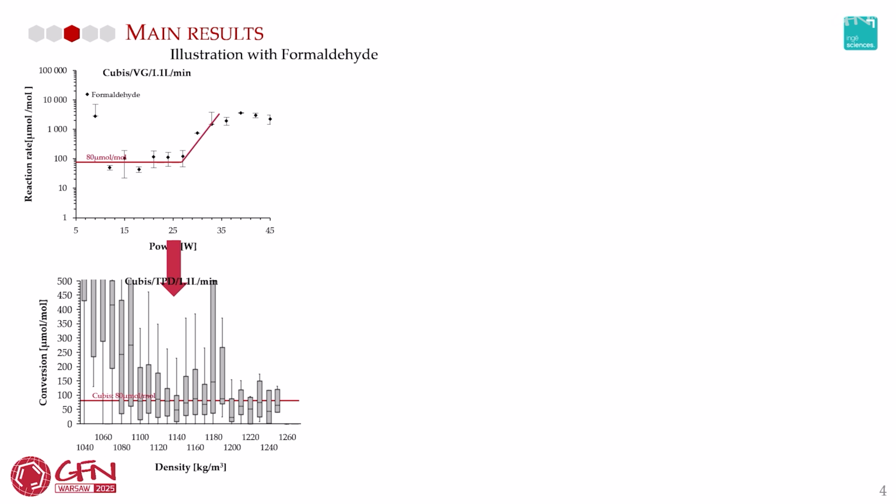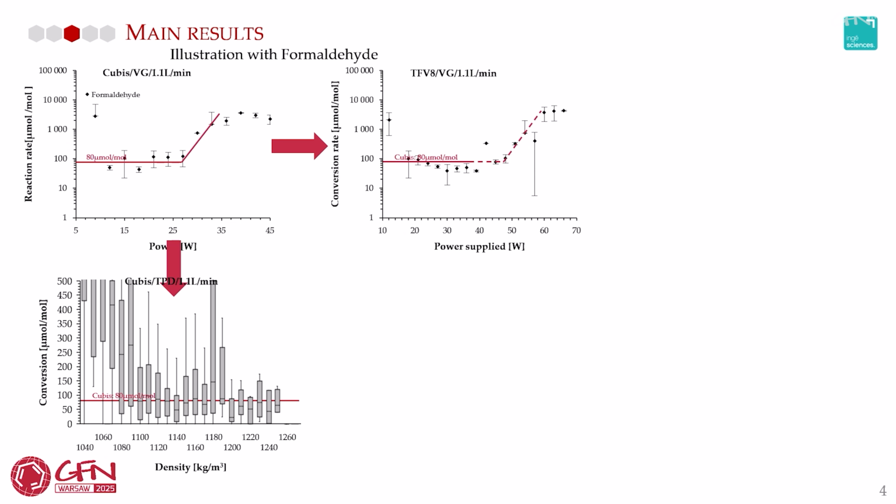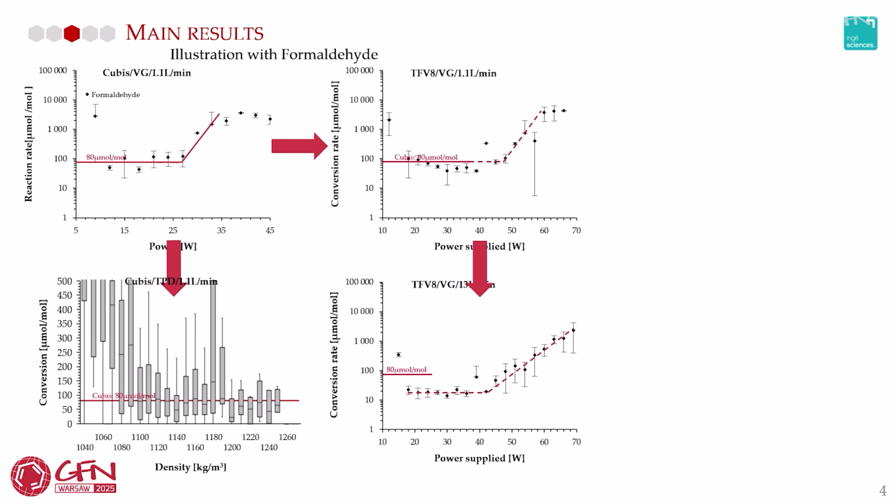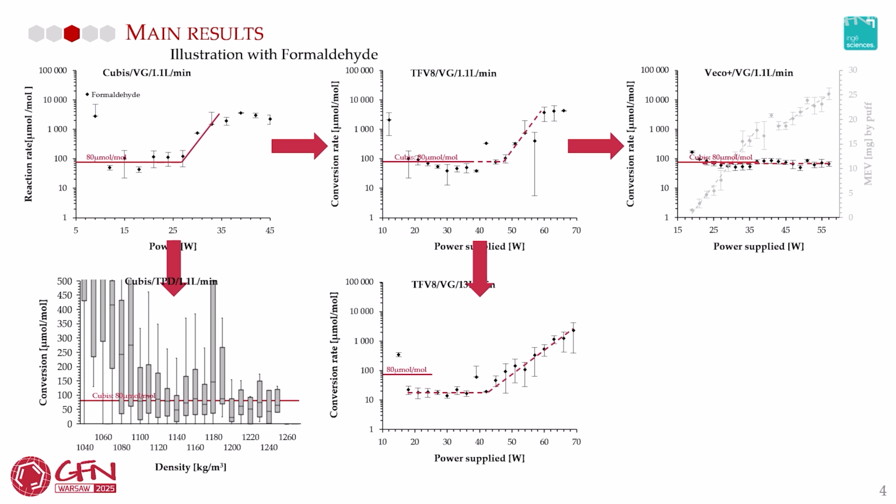At 1.1 liter per minute, the TFV8 leads to the same result as the Cubis, whereas at 13 liters per minute, the conversion rate is around 4 times lower, but remains almost constant. Finally, the Veco Plus, made with the ceramic coil, exhibits the same 80 micromole per mole, but does not have a significant increase under overheating regime.